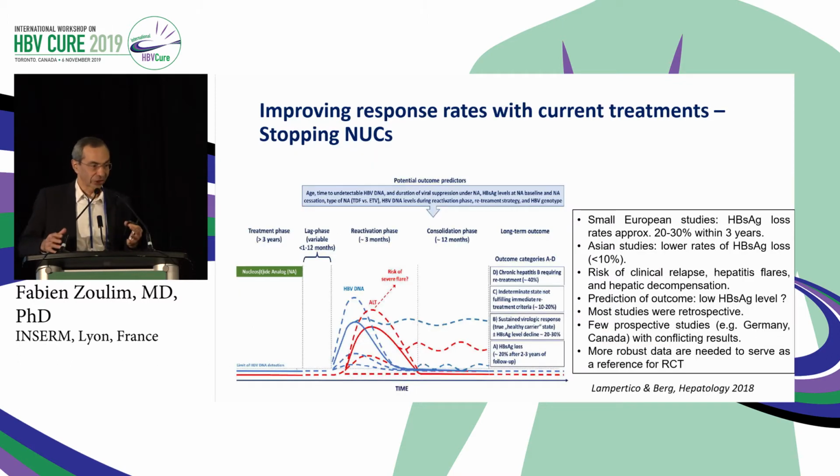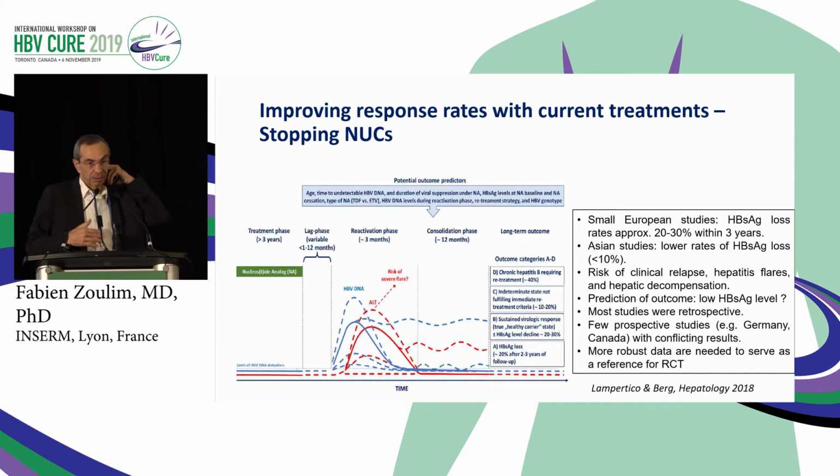Now, there was a lot of discussion on whether we should stop NUCs or not, and whether stopping NUC would be a control group in clinical trial design. So I don't want to come back to the very nice and lively discussion we had, but this workshop also had the same type of discussion, and we had a review of all that was said earlier this morning, showing the heterogeneity of the studies in terms of patients' characteristics, criteria for retreatment, and so on. And in the end, there are only very few prospective studies, as Pietro told us this morning, and in terms of HBs loss rate, they have conflicting results.